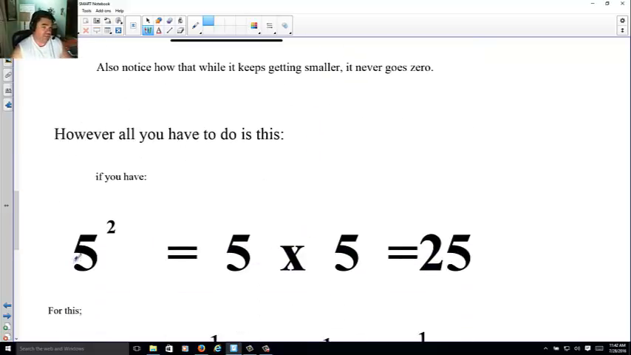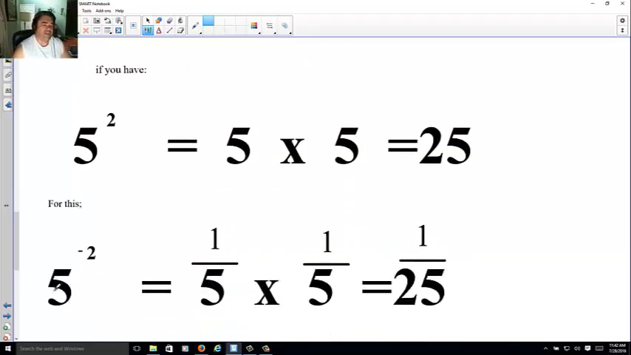Now, just like you have 5 squared equals 5 times 5, which is 25, 5 to the negative second power, instead of getting 5 times larger, is 5 times smaller. So 5 to the negative second power means 1/5 times 1/5 equals 1 over 25, and we're going to talk about that.